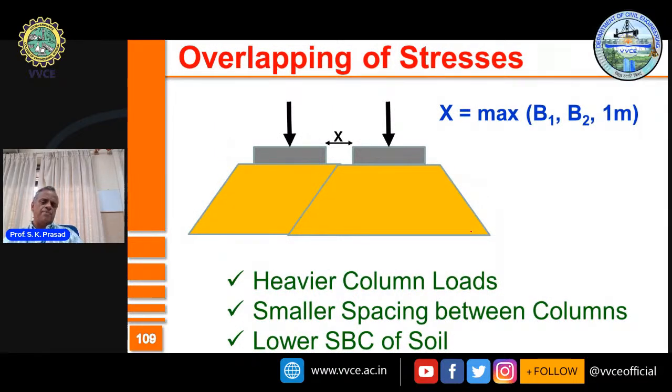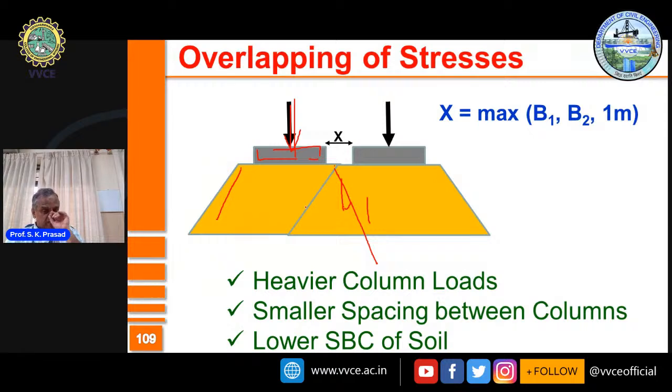What do I mean by overlapping of stresses? You have a footing like this carrying the load of the column. Below you have the soil, which is particulate in nature. Whenever you are transferring the load, the load transfer is through bearing, and hence it spreads like this. Okay, the load transfer always is spread at some angle here, at some angle here.